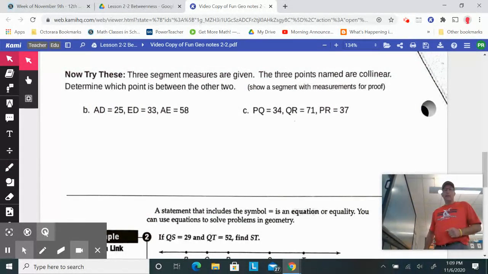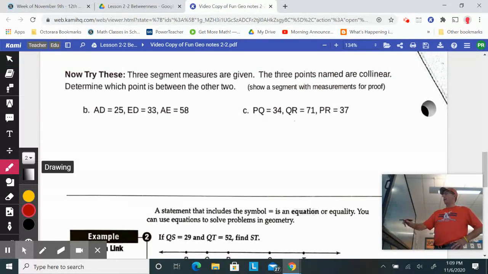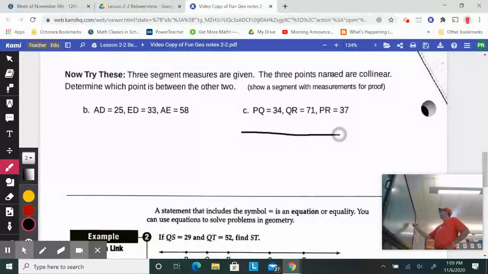All right, so let's do one more like that. Some of you are going to catch on pretty quickly. So let's do one more. So there's 3 segment measures that are given. 3 points named are collinear. Determine which point is between the other two. Let's do C. So we have P to Q is 34, Q to R is 71, P to R is 37. So I have this number line. I have this line, and I know I have a P, Q, and an R, and I need to determine which one goes there. Would this be P, Q, and R?